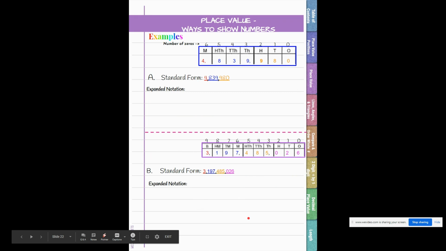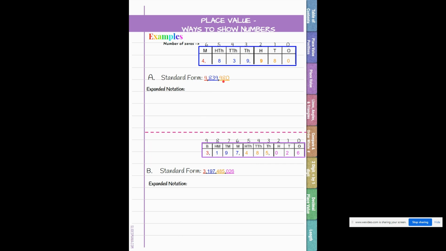So here's some more examples. These are coming from your assignment. So if you have the numeral in standard form, 4,839,980, and you want to write it in expanded form, I highly recommend you draw a place value chart. You record your digits inside your chart, and then you put the number of zeros on top. Then it's so much easier and it helps you.